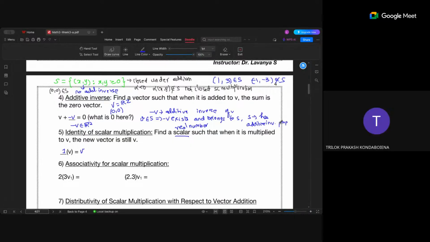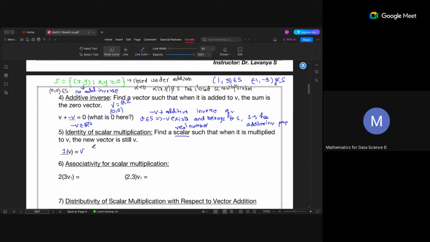Ma'am, in that case, do we have to check for the end result of the operation, or whether minus v itself exists in S? First of all, does minus v really make sense or not? You have to see that. Then only you have to see whether minus v belongs to R2 or the given set S.